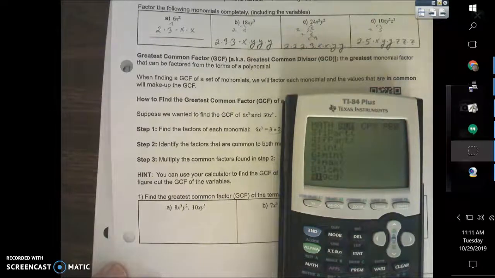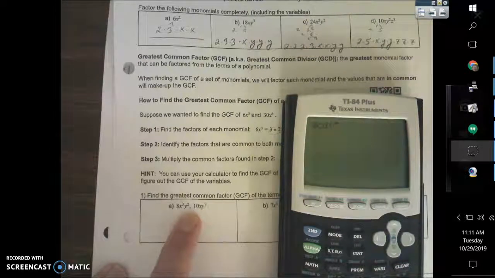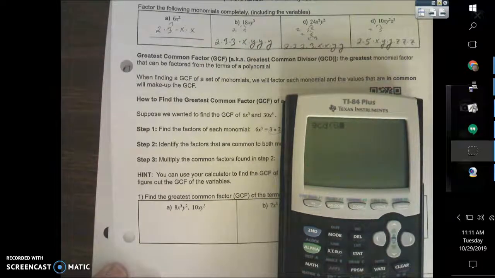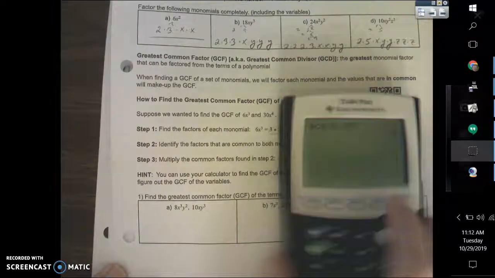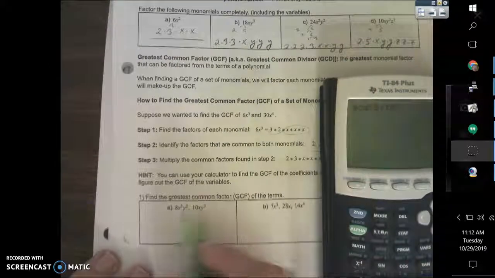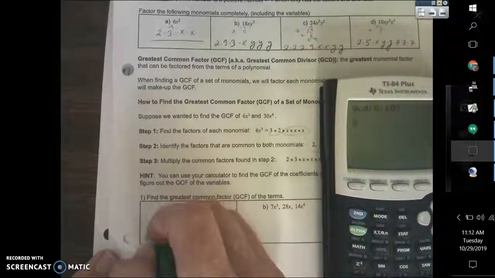So what you can do is hit enter. Now I want to put in 8 and 10, with a comma between them. 8, comma, 10. Notice that I am not putting the letters in there, I'm only putting the numbers. And if I hit that, it does it for me. This is tremendously helpful. So the greatest common divisor between 8 and 10 is 2.